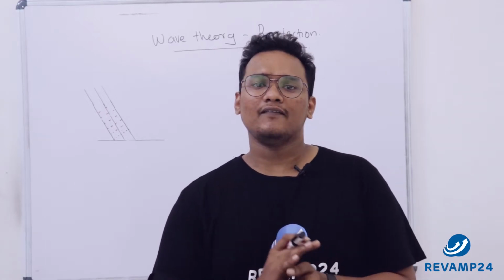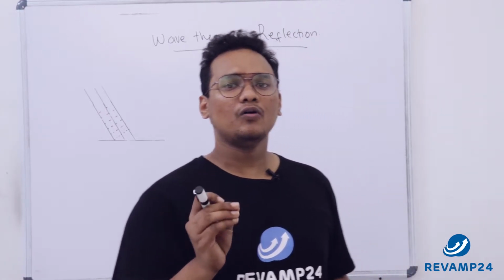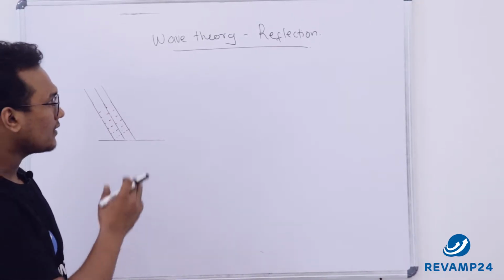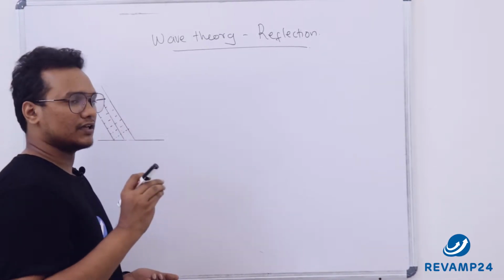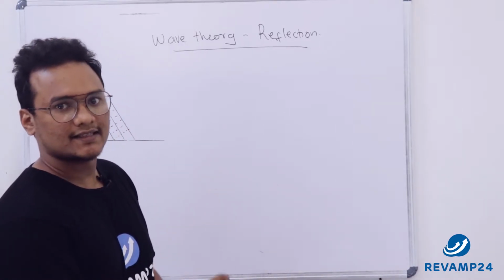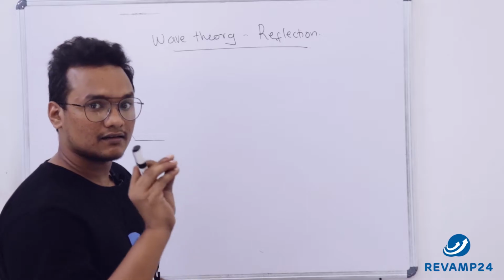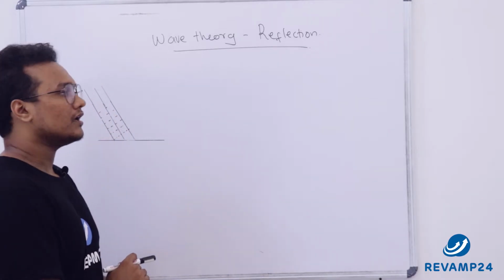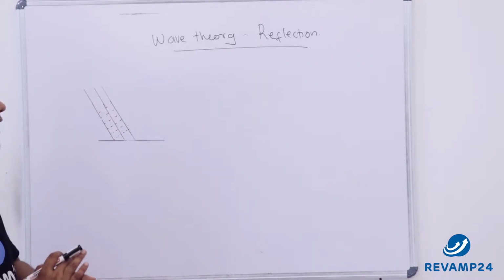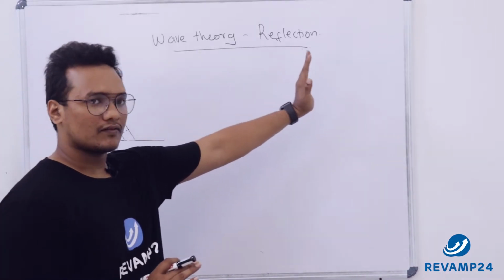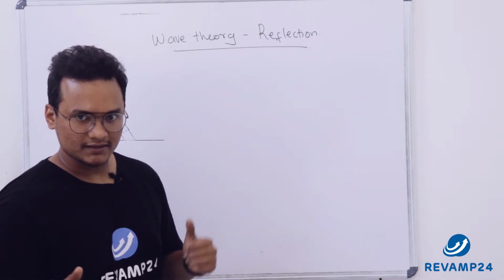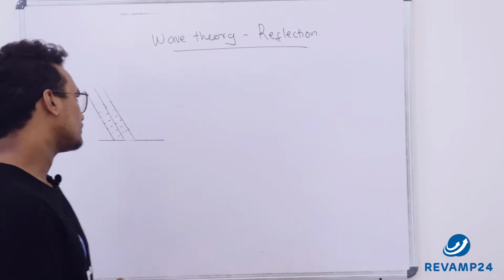In this video, I will explain how we can apply wave theory in the case of reflection. In reflection, we know that angle of incidence is equal to angle of reflection, that is experimentally proven. Now with the help of wave theory, I will prove that whatever we have learned in reflection, that is angle of incidence is equal to angle of reflection, is true.